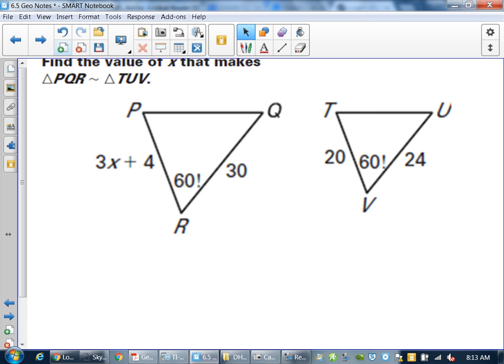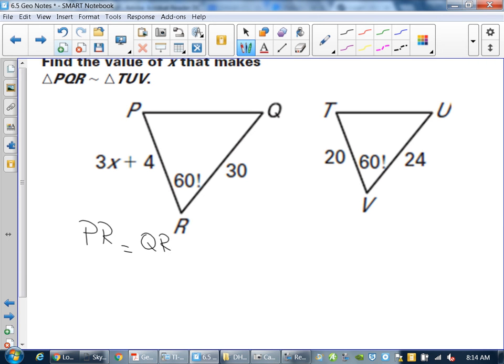So the idea here is, well, PR and QR, going from left to right. PR, first last, matches up with TV, first last. Second, third, UV. You're going to be given some statement. Use the lettering off the statement from what you know. Fill in the blanks, cross multiply and solve.